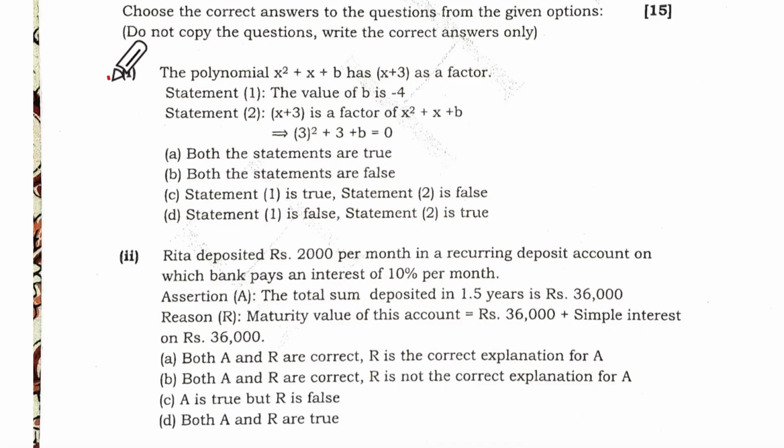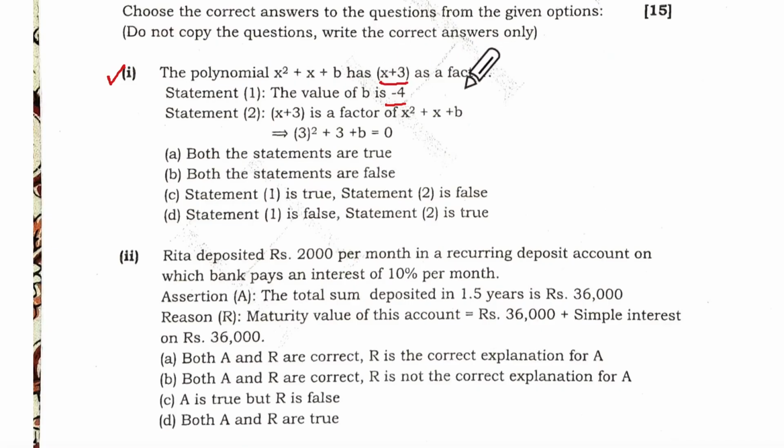MCQ number 1, polynomial has x plus 3 as a factor. Statement 1, the value of b is minus 4. You will have to solve with x equal to minus 3 and check whether b comes out to be minus 4. Minus 3 minus 4 equals minus 7, and 3 square equals 9. So 9 minus 7 equals 2. So it's not a factor.